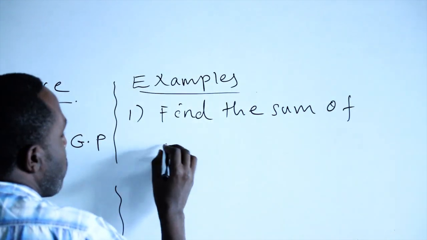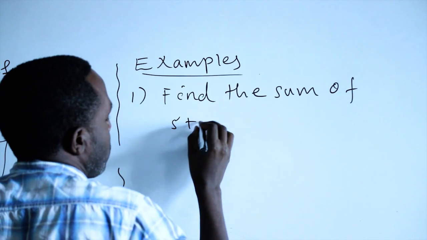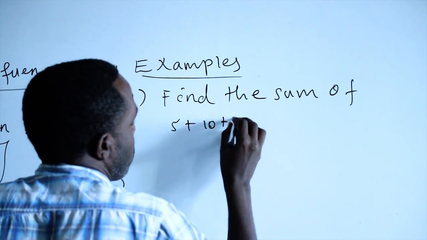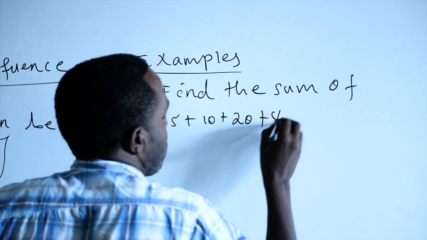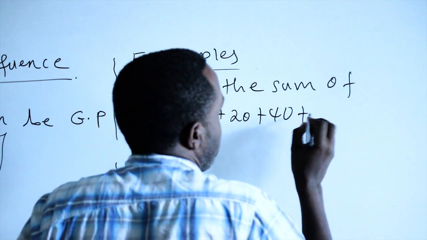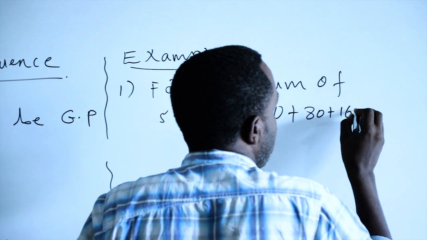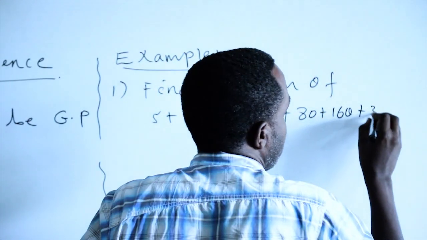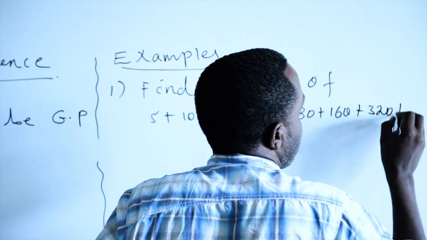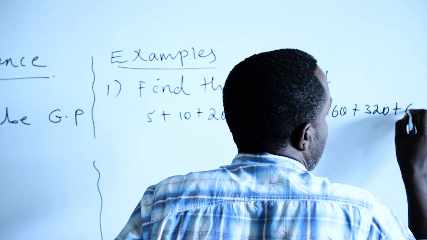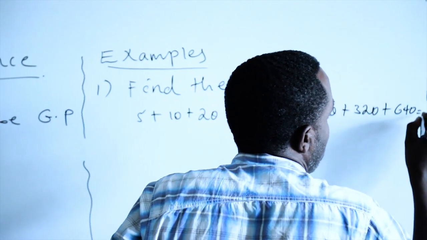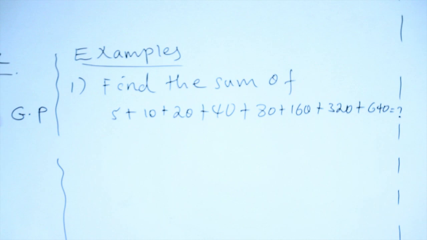First example is: find the sum of 5 plus 10 plus 20 plus 40 plus 80 plus 160 plus 320 plus 640. All these are equal to how much, class?